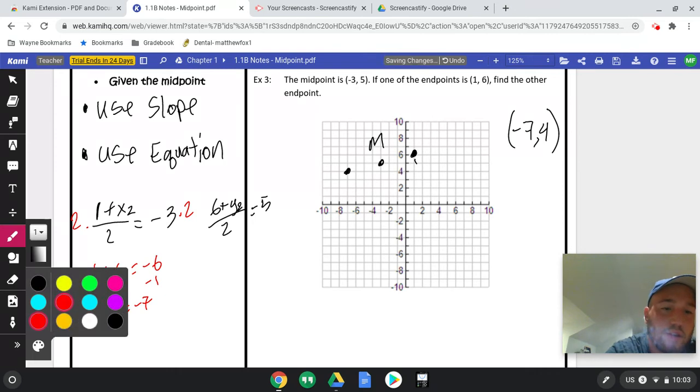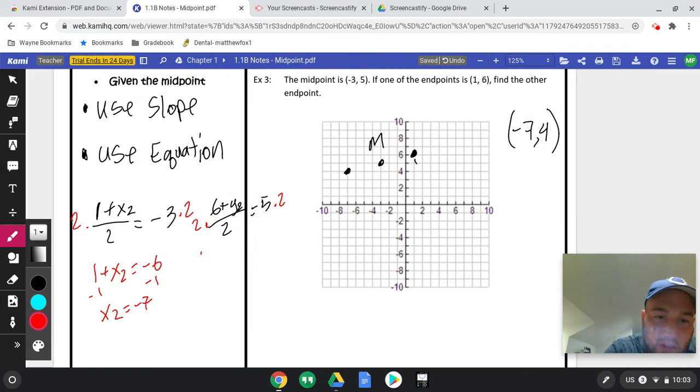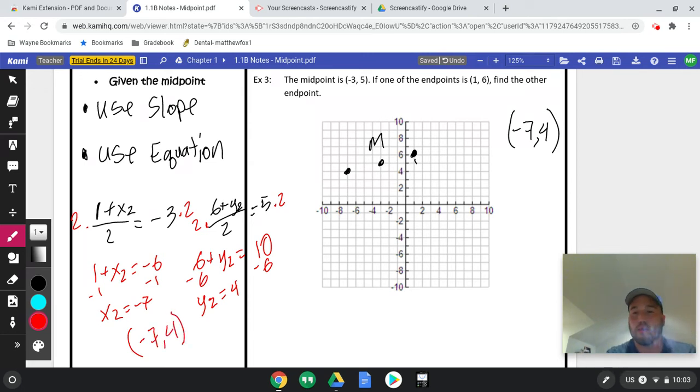In the same way, we're going to multiply both sides by 2, and we'll be left with 6 plus y2 equals 10. From here we'll subtract the 6, and we'll be left with y2 equals 4. And as you can see, our coordinate is -7, 4. The exact same coordinate that we had over here.